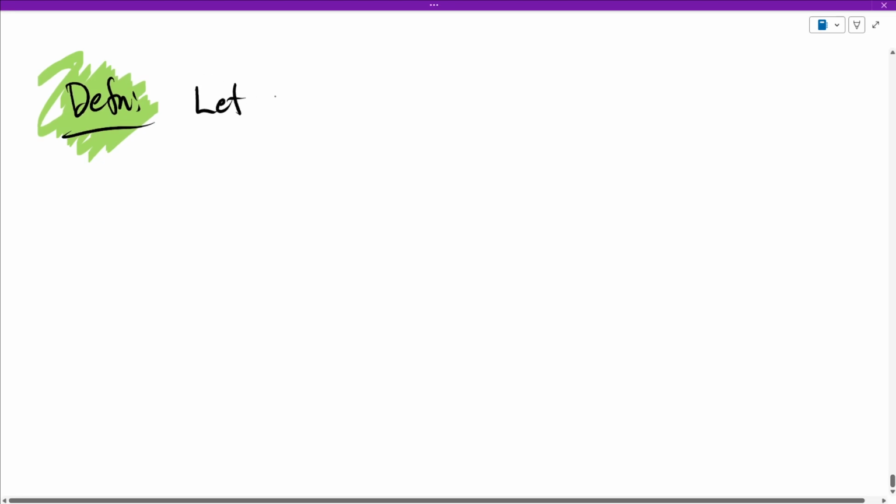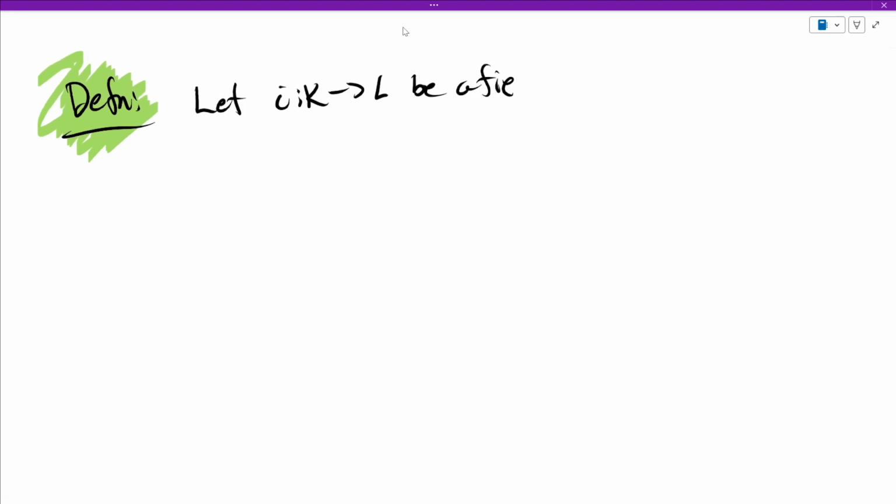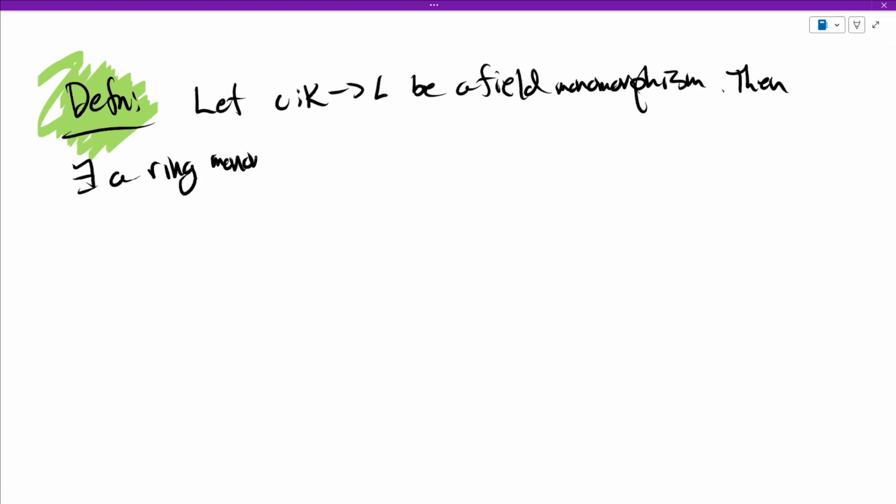All right, so we're going to prove one more theorem to end the chapter, but before that, I want to give you a definition. So suppose that we have a field monomorphism, and let me call it iota, a field monomorphism. Then we can define a homomorphism. Well, it's still a monomorphism. It's a ring monomorphism, just a one-to-one homomorphism, iota hat, from polynomials over K to polynomials over L.